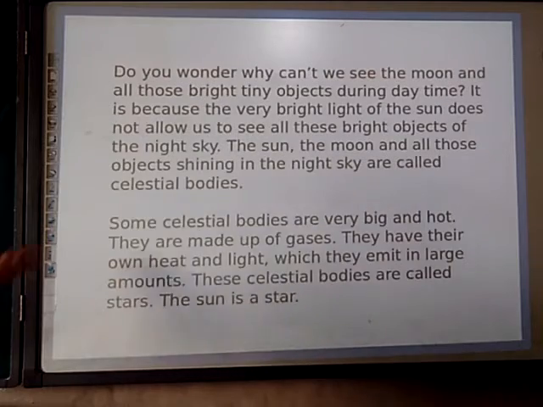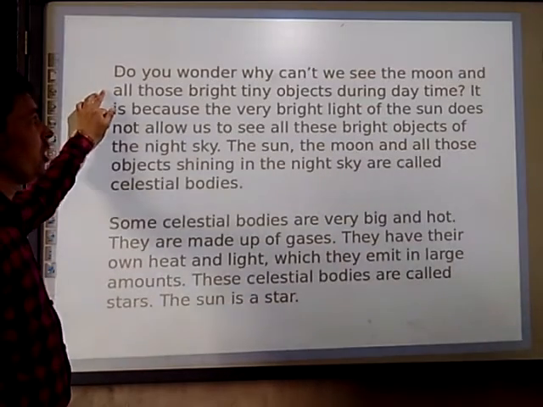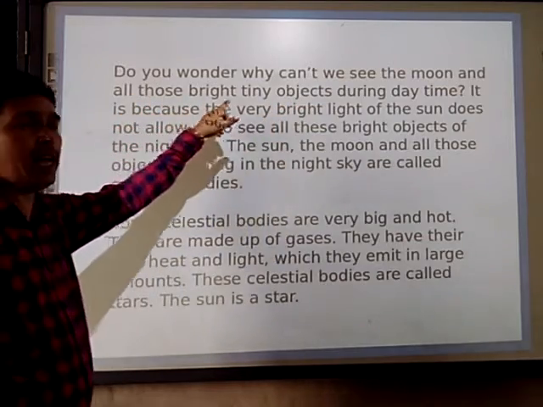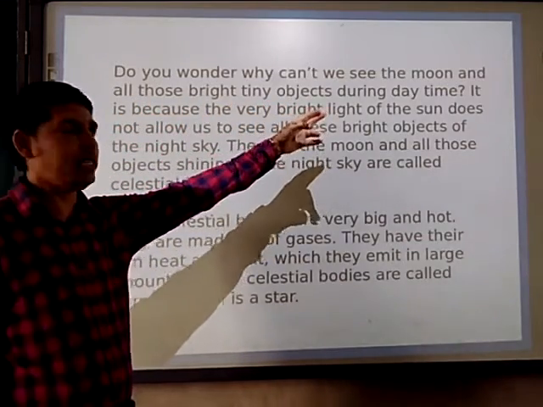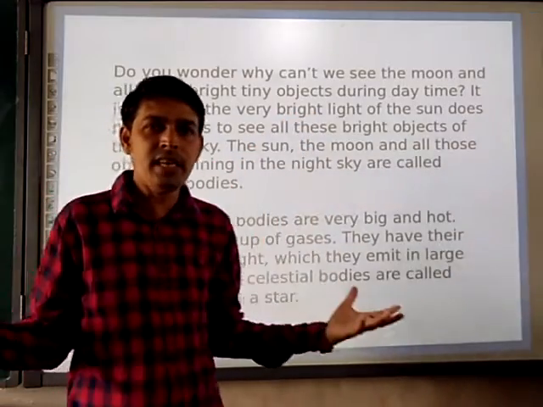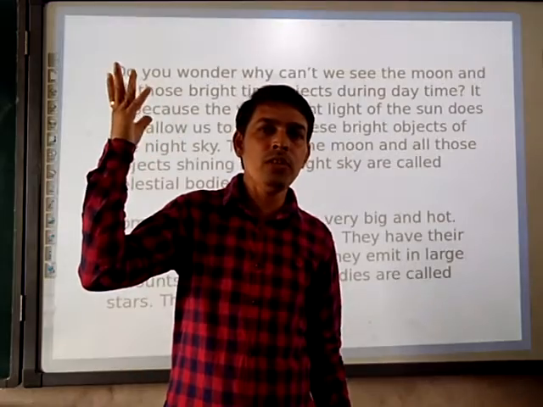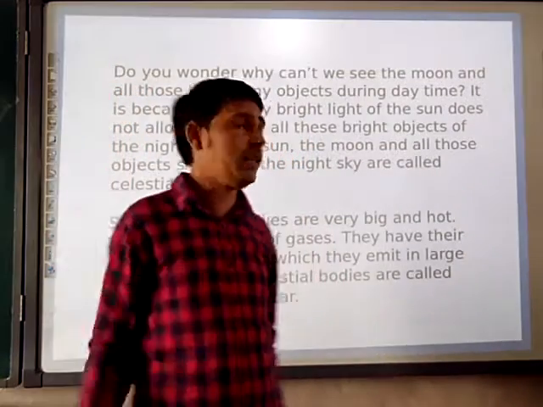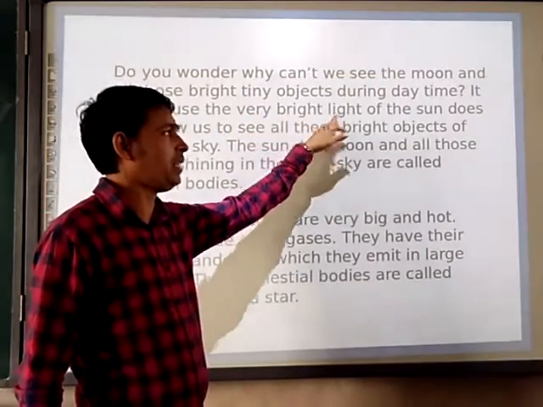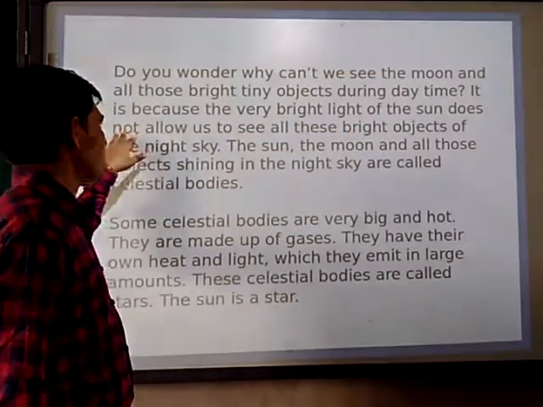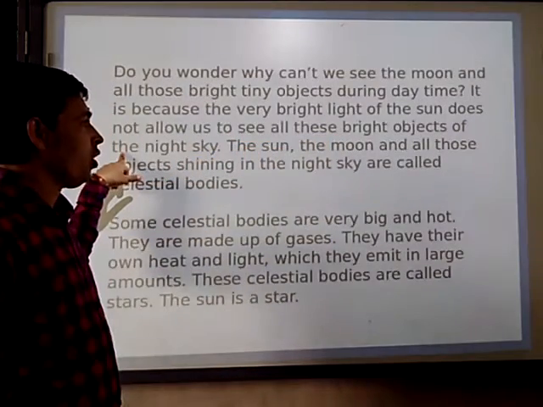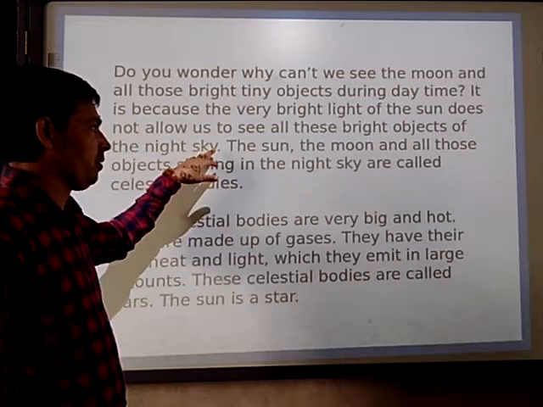Moving further, do you wonder why we cannot see the moon and those bright tiny objects during the daytime? So what's the reason? It's a simple reason. It is because the very bright light of the sun does not allow us to see all these bright objects of the night sky.